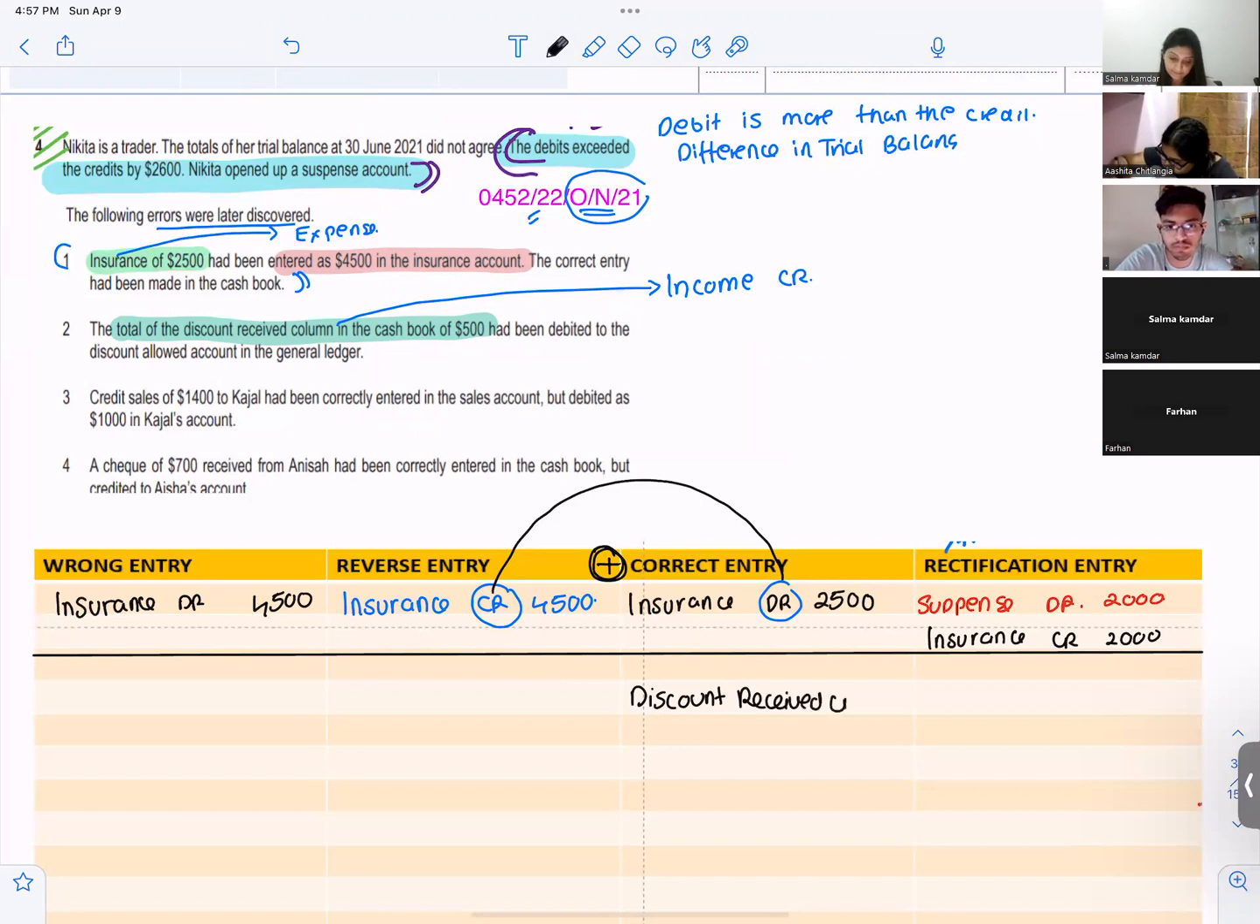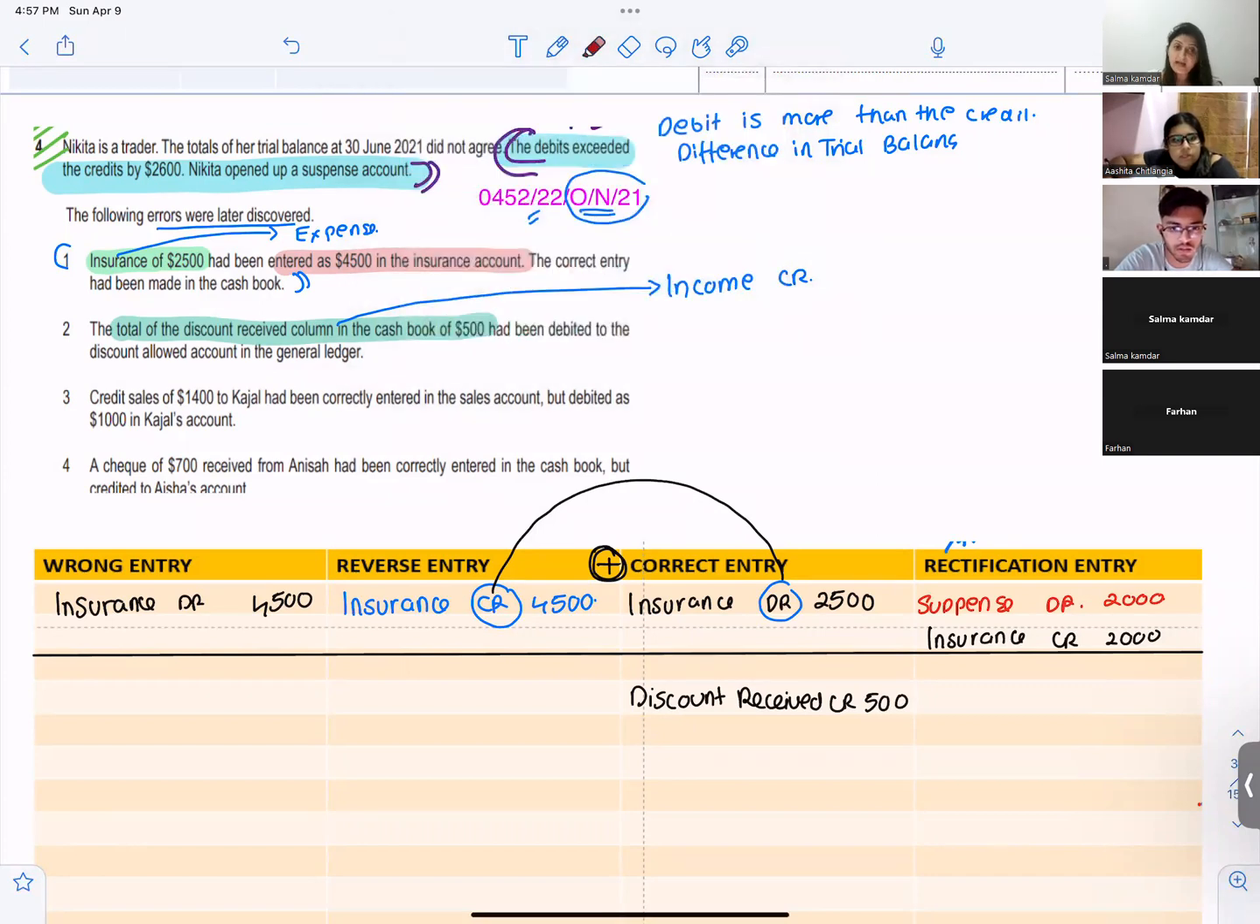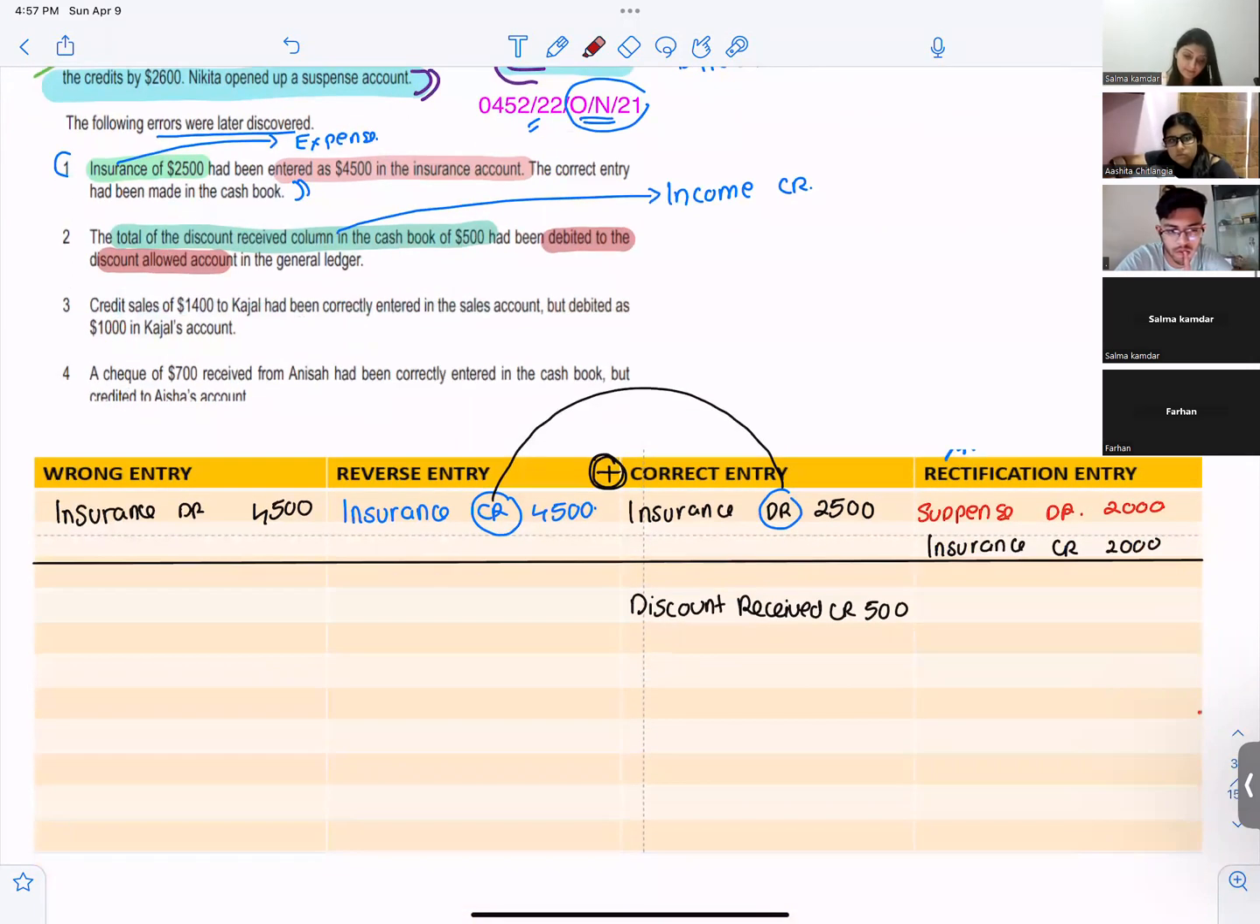What did you do? You debited it in the discount allowed column. So what will you write in the wrong? Discount allowed debit. Right.